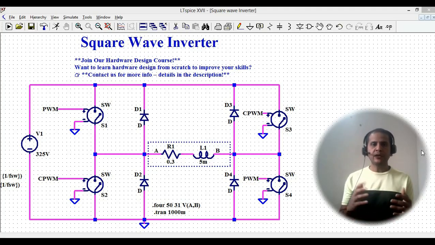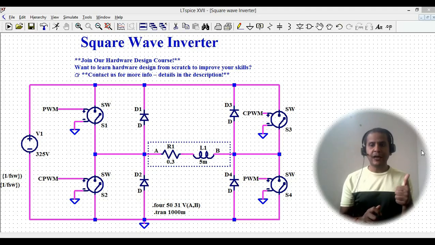So today we are going to understand about the design and simulation of square wave inverter in LTspice. How you are going to design the square wave inverter for your application and how you are going to simulate the square wave inverter in case of LTspice. Okay, so we are going to understand design and simulation first, and then later I'm going to show you the fast Fourier transform, and we are going to see the different harmonic components which are present in this square wave inverter.